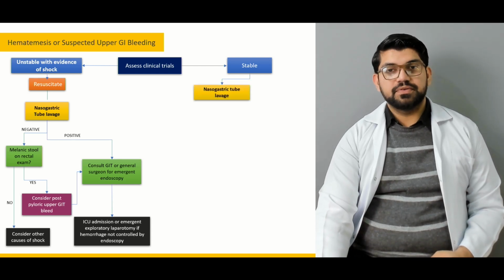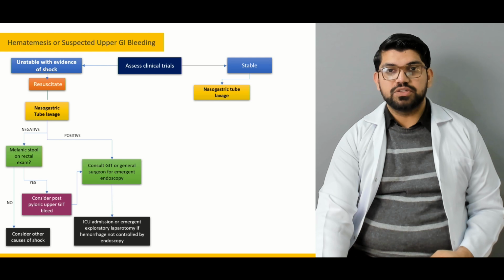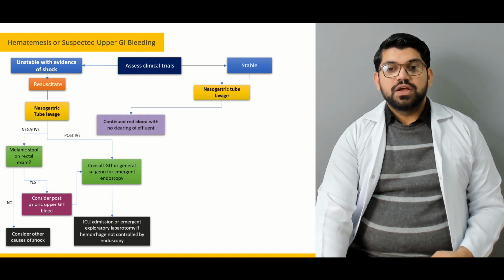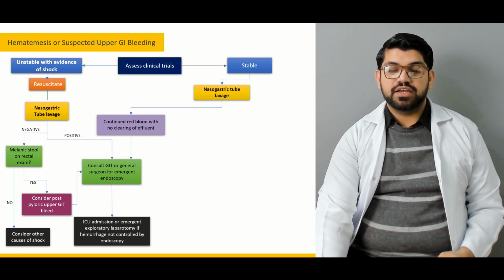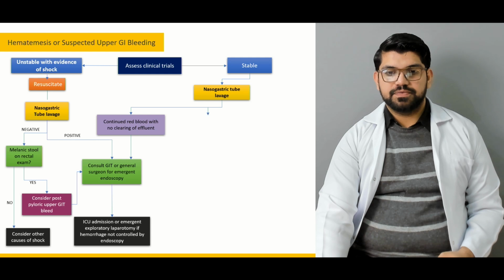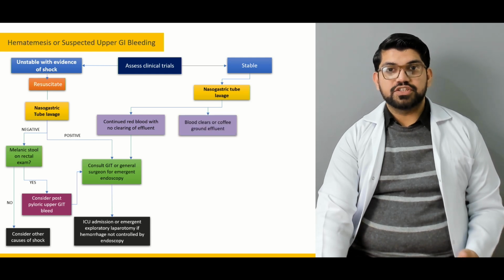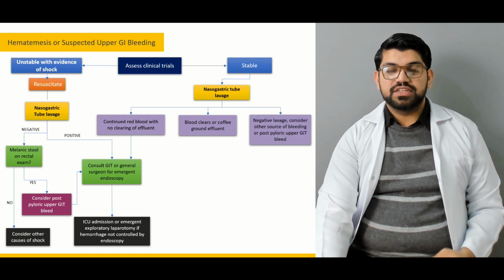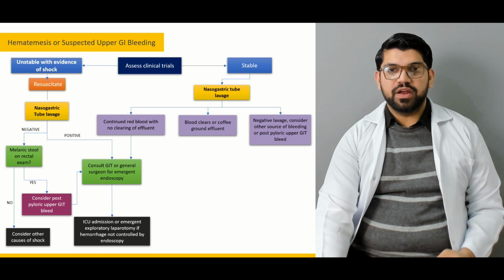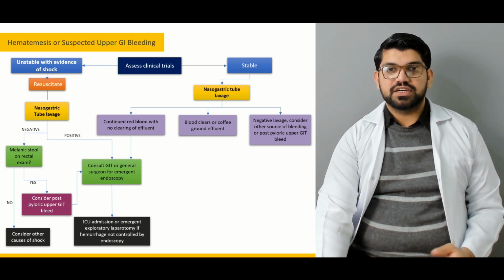If the patient is stable, again, go for nasogastric tube lavage. If there is continued red blood, again, consult a gastroenterologist and general surgeon. If the blood clears, or coffee ground substance is present, or there is no blood in the gastric lavage, consider other sources of bleeding or a post-pyloric upper GIT bleed.